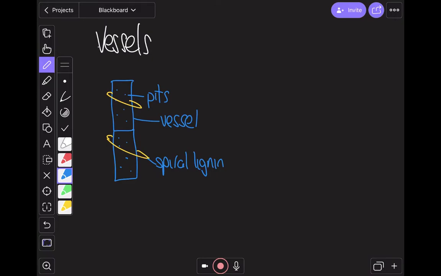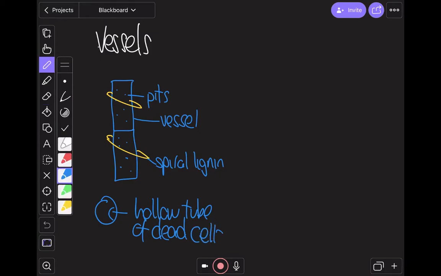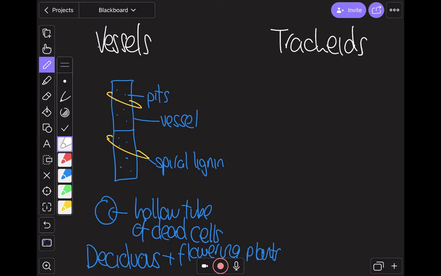Now this is a longitudinal view of it. If we were to do a transverse section, this is essentially a hollow tube of dead cells. So xylem is non-living. And the last thing that I wanted to put in that little box for this is we see this in deciduous and in flowering plants. So that's where you see the vessels. These are the more evolved ones. The tracheids are the ones that you find in conifers.